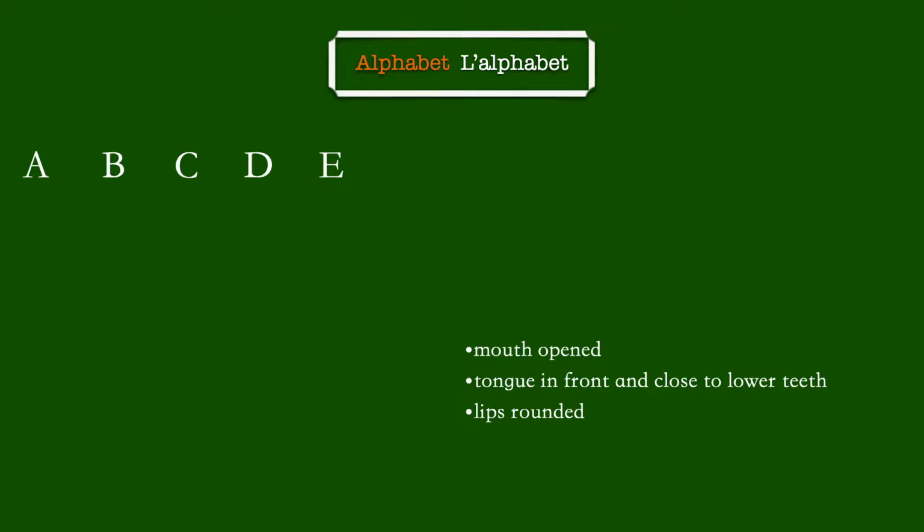The letter E is pronounced E. What you need to do is have your mouth open. Your tongue needs to be in front and close to your lower teeth. Also, you need to have your lips slightly rounded to facilitate the pronunciation. E.